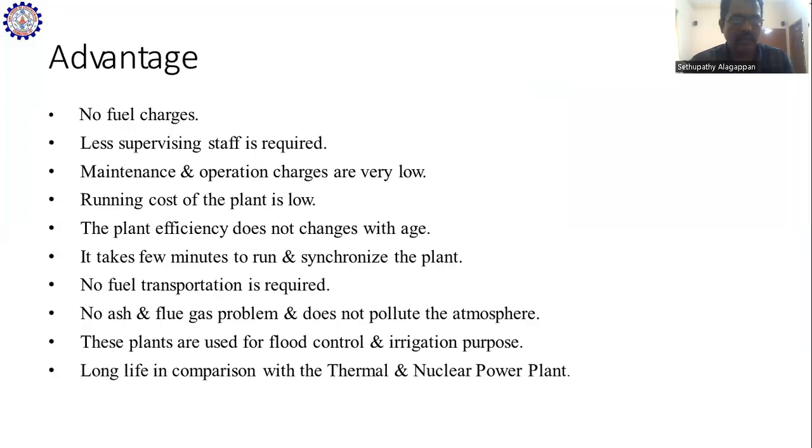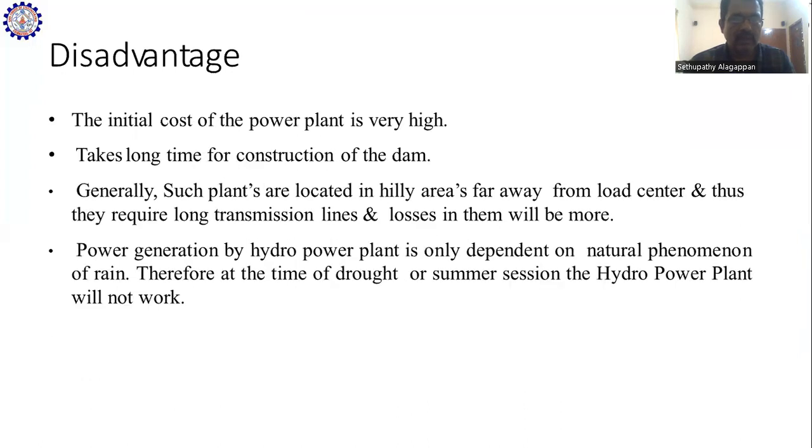The advantages are: no fuel charges, less supervising staff required, and maintenance, operation charges and running cost are low. So these are all the advantages.